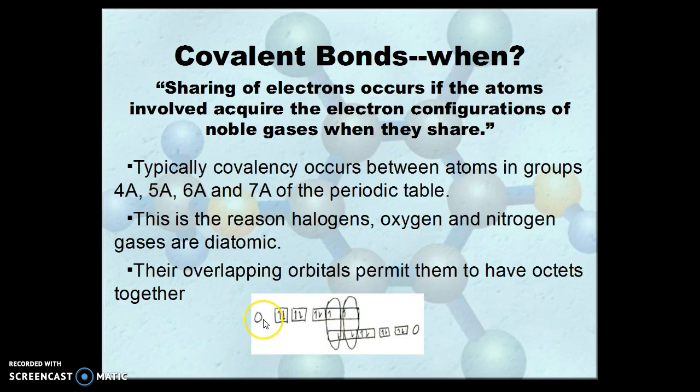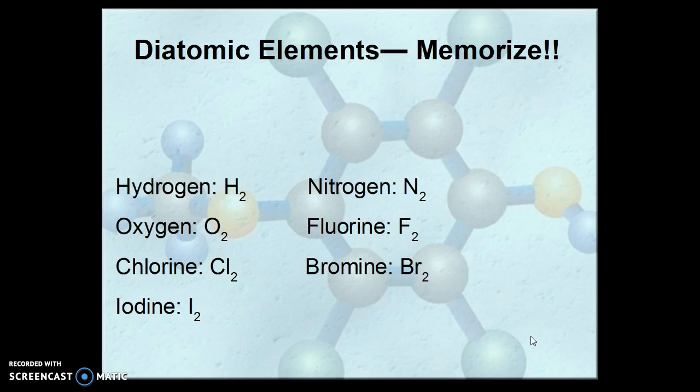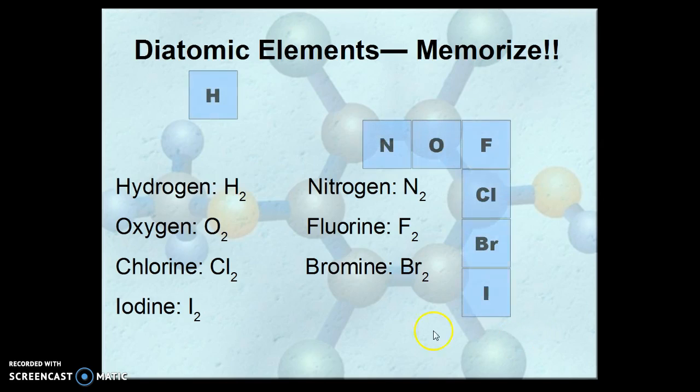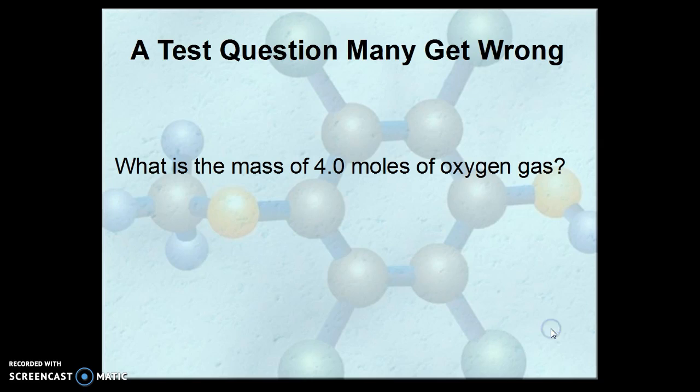For instance, oxygen, as you can see, we have the 6 electrons in the valence shell here, and the other one 6 electrons, and we can see now 2 overlapping orbitals between the oxygens. Now you need to memorize the diatomic elements. Very important. Hydrogen, nitrogen, oxygen, fluorine, chlorine, bromine, and iodine all come in packages of 2. They overlap their orbitals because each of them has incomplete octets.